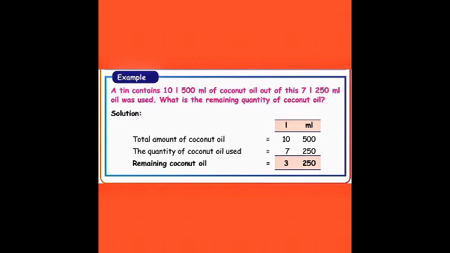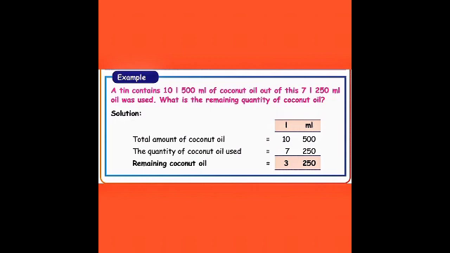What is given? We have a tin with 10 liter 500 ml of coconut oil. In that they used 7 liter 250 ml of oil. We want to find what is the remaining coconut oil in that container, that is the tin. Well, so we move on to the solution part.